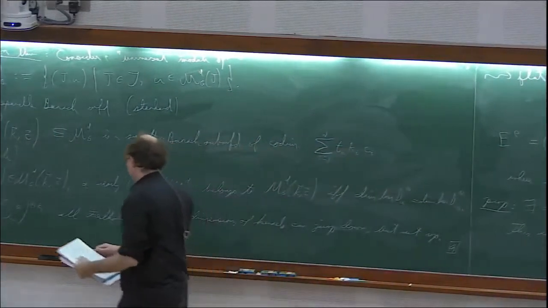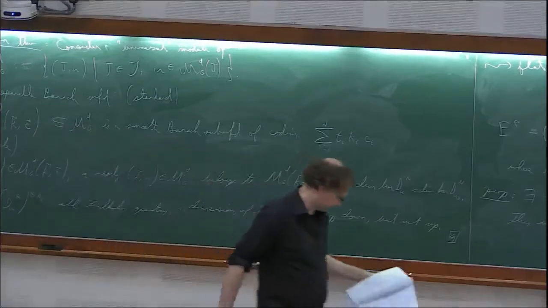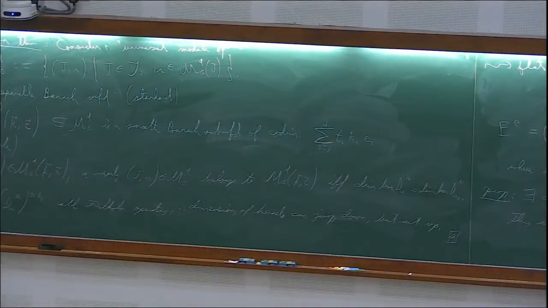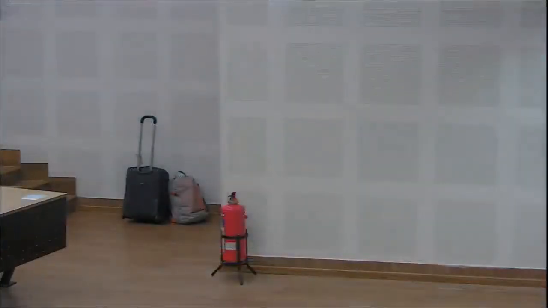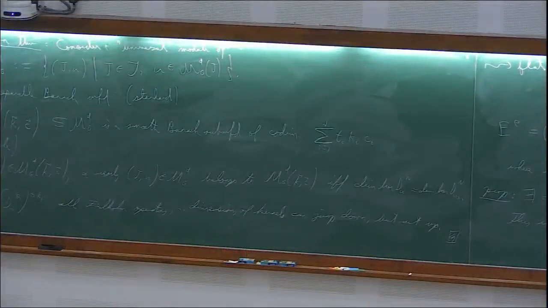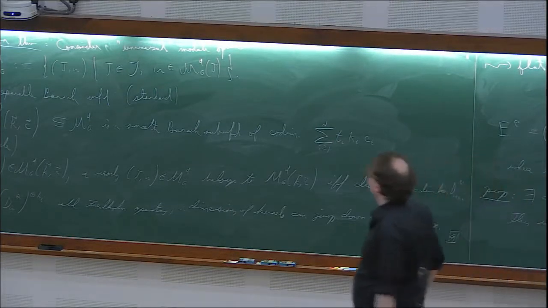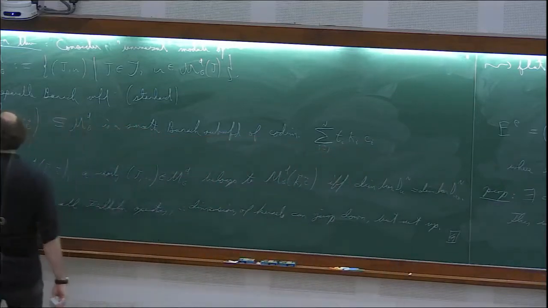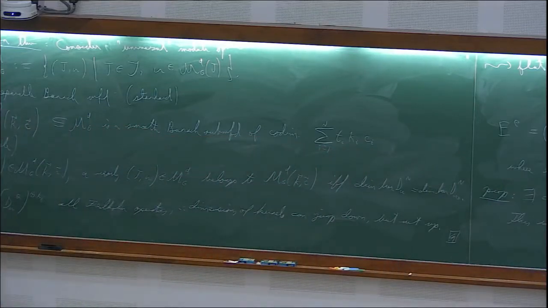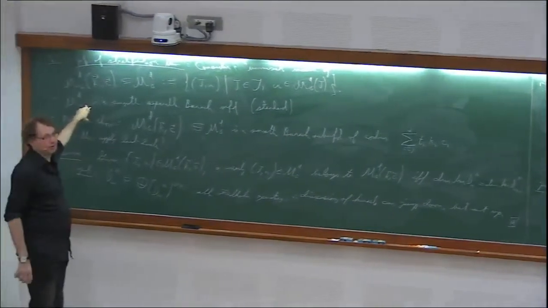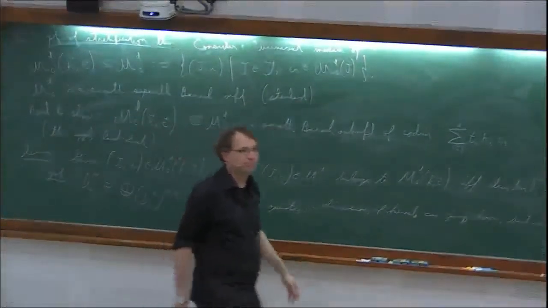Well, I'm just looking at a small neighborhood right now, so you can assume it's connected. This is a Banach manifold, so if you just look at a small neighborhood of one point, it looks like a ball. That's connected.